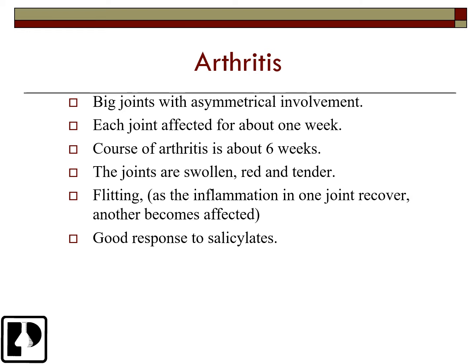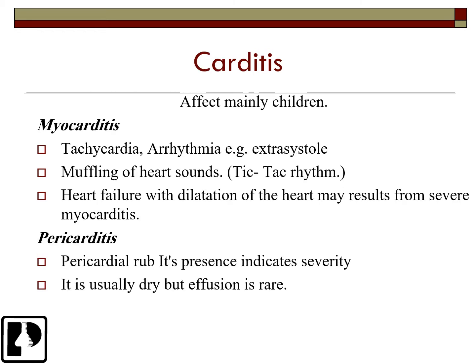Good response to salicylate. This is very characteristic for the arthritis. When you give salicylate, the patient resolves rapidly and responds very well. Again, the most characteristic feature is that it takes a joint for 1 week, then the inflammation in one joint recovers and the other joint is affected, with very good response to salicylate. Carditis affects mainly the children.